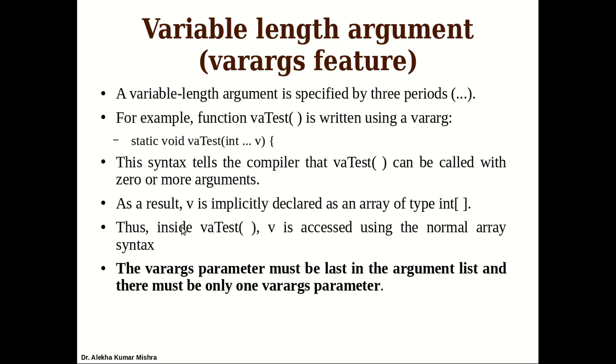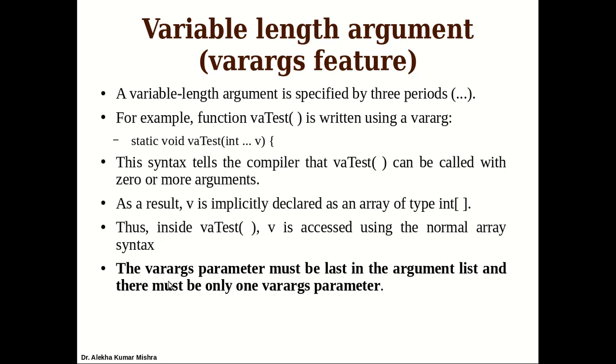As a result, we simply declared an array of type integer. So v becomes an array of type integer, and inside the method v will behave just like an array. The only thing is that the length is not fixed. The length may vary from 0 to higher. So we can use v just like an array inside the called method, that is, here in vartest.